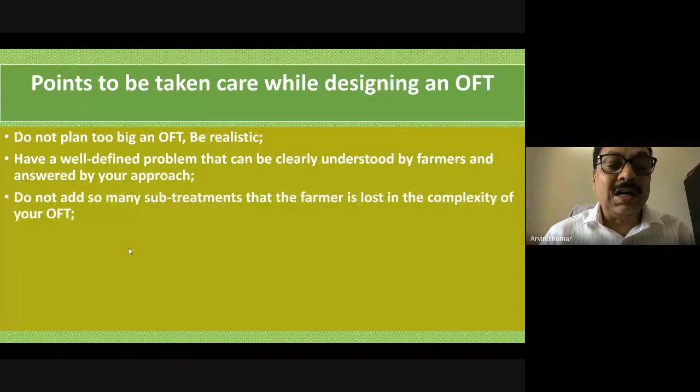Do not add so many sub-treatments. Sometimes people say, let us study this one also, that one also. You should not go for that. Ultimately, your purpose is different. The purpose is the particular problem you want to solve and how it can be solved. So there should not be more than two treatments, and of course, one is the farmer's practice.